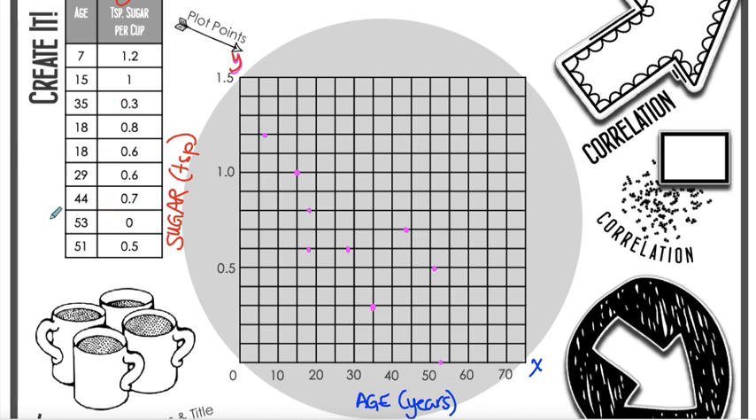All right. I also want to give this a title. Every good graph needs a title. So I might call this the amount of sugar people put in their cups. Okay. So we've created that scatter plot.